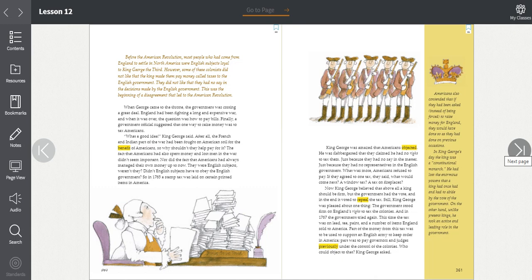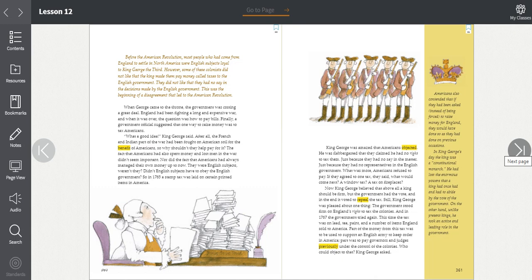Now, King George believed that above all, a king should be firm. But the government had the vote, and in the end, it voted to repeal the tax. Still, King George was pleased about one thing, that the government stood firm on England's right to tax the American colonies. And in 1767, the government tried again.